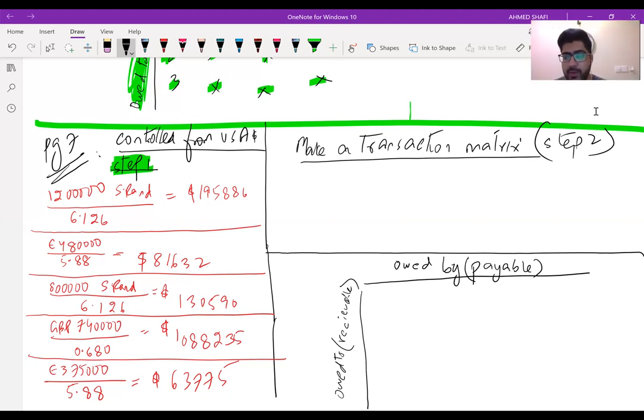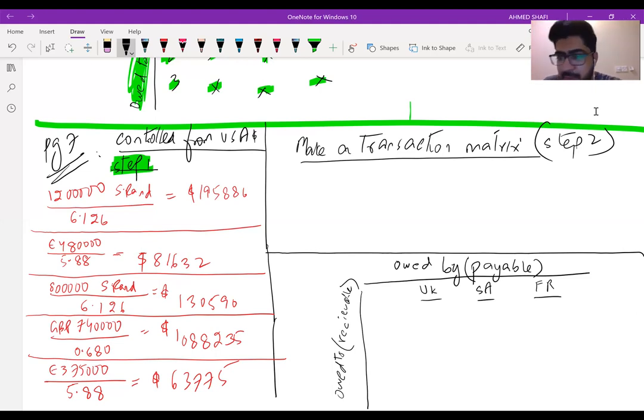Mention all transactions with companies. Look at the first transaction. Payable was South Africa, receivable was UK. So there was UK, South Africa. Mention all companies, all groups, all countries which were making transactions. So the first transaction, UK and South Africa were involved. So I wrote UK and South Africa. The second transaction, UK and France were involved. I've already written UK, so I need to write France.